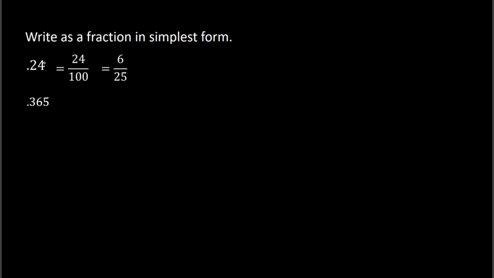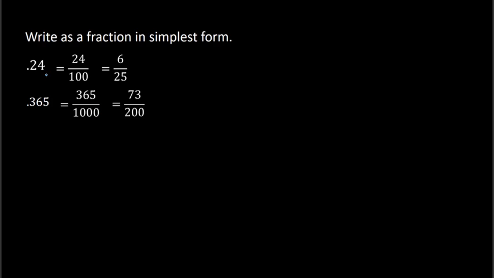Next we have 0.365. So make sure you know your places. 3 is in the tenths place, 6 is hundredth, and 5 is your thousandths place. So this can be expressed as 365 thousandths, or 365 over 1,000. So here I can then simplify, and I can divide the top and the bottom both by 5. When I do that, I have 73 on the top and then 200 on the bottom.